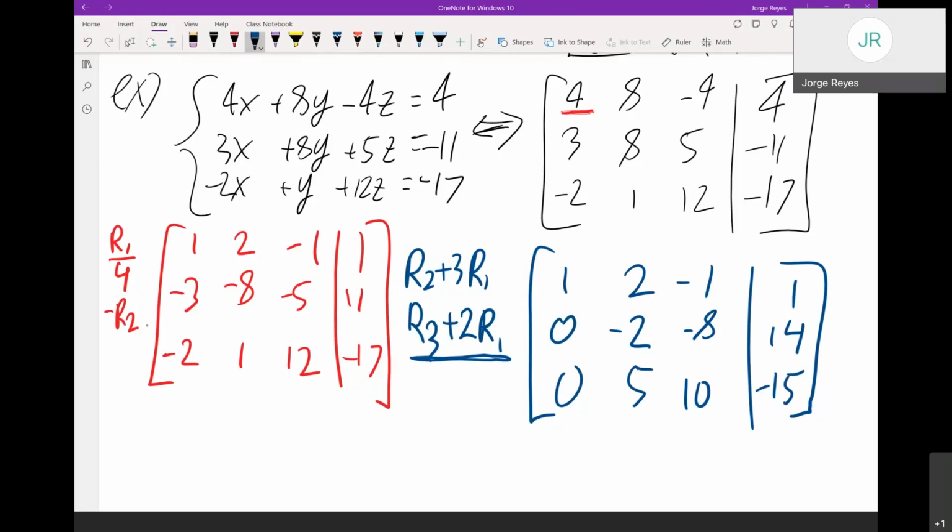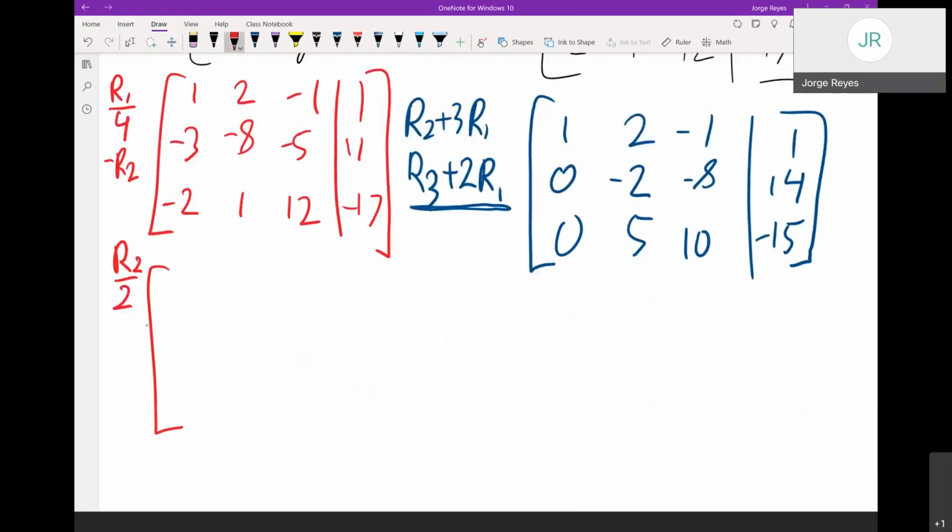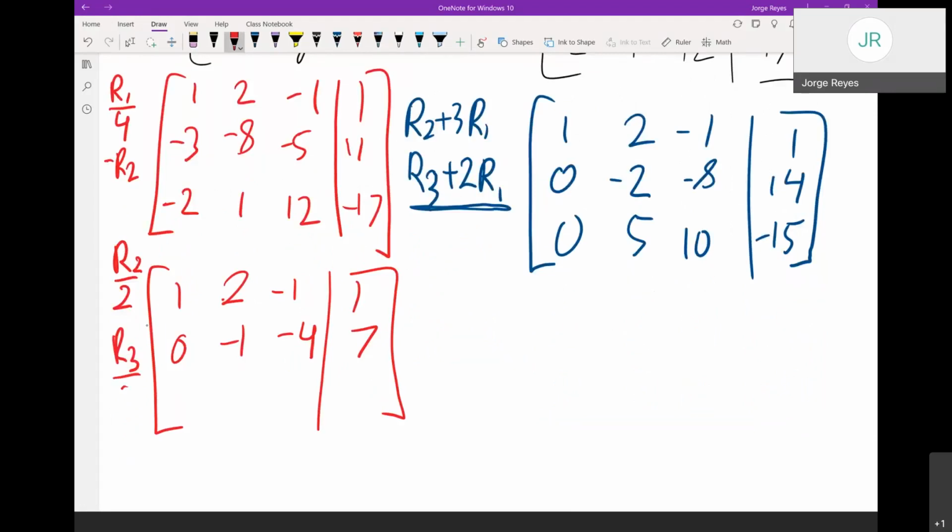All right, so that mission accomplished. And now what I'm going to do is divide row 2 by -2. Or no, I'm going to just do 2, because that will get me a 1 where I want it. So 0, -1, -4, 7. And then actually, wait, look at the bottom. I could divide the bottom by 5, which is what I'm going to do. So 1, 2, -3.